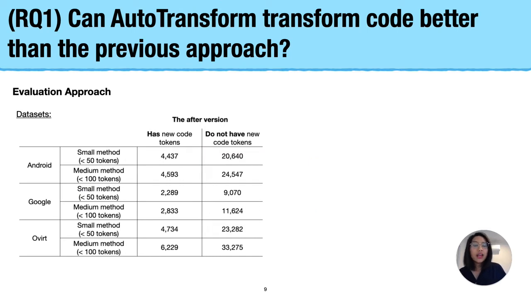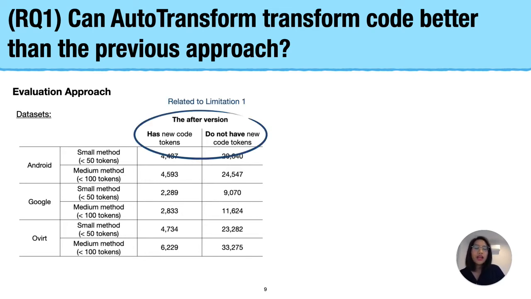And to evaluate our AutoTransform, we compare our approach with the prior work, and our experimental setup is as follows. First, we use the code review data from Android, Google, and Ovirt, which are open source projects that actively perform code reviews. And in this experiment, we aim to transform the source code at the method level.